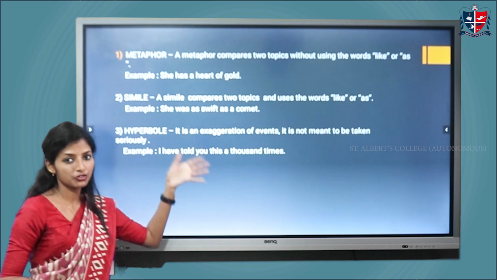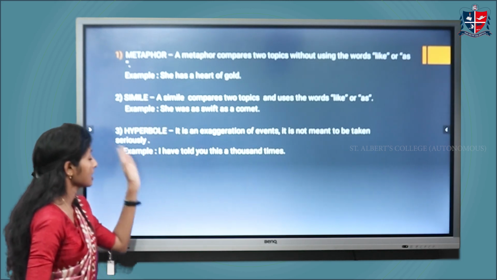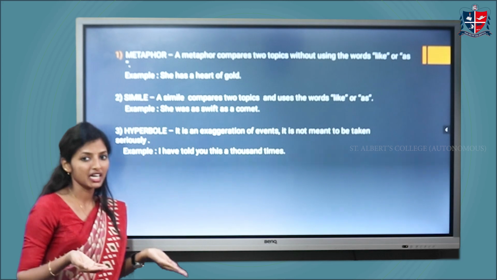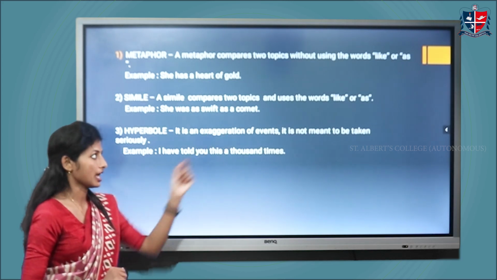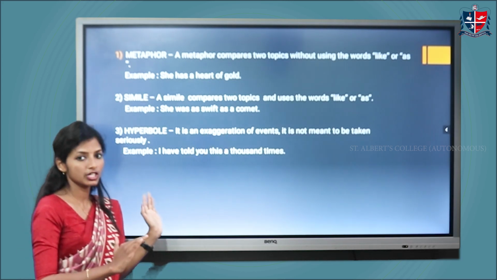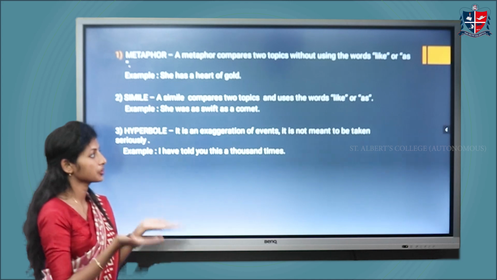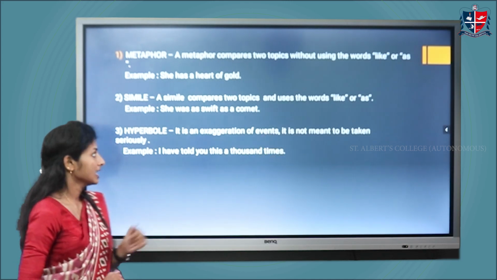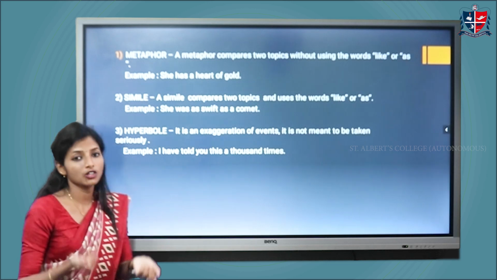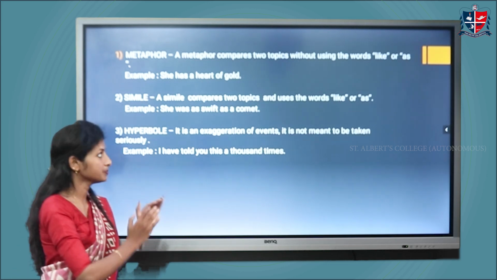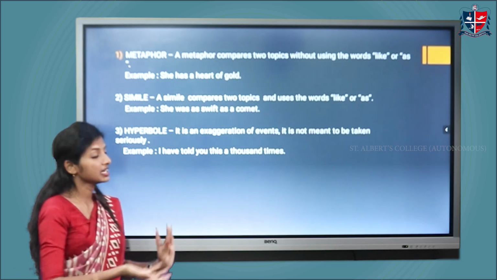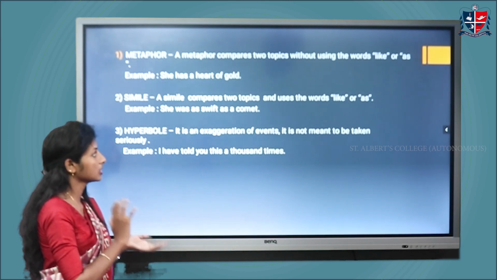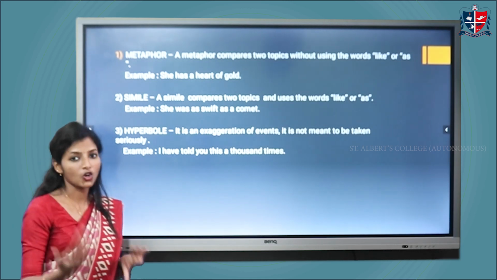There may be some confusion regarding these two, metaphor and simile. In a metaphor, we are just comparing without using the words like or as. But in a simile, we compare two different topics using the words like or as. Example: she was as swift as a comet. Here the girl is being compared to a comet. The girl was as swift as a comet.